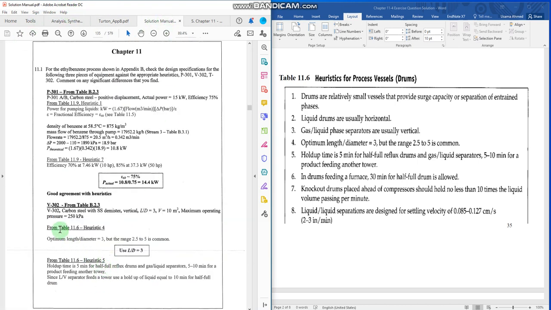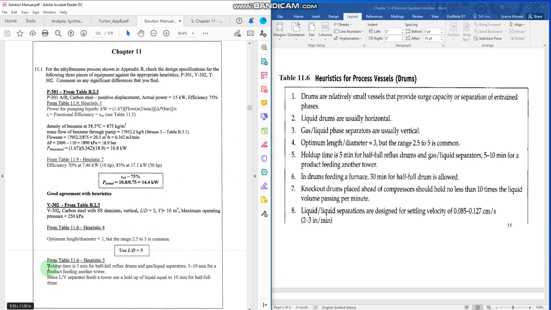Okay, now we can see here that from table 11.6, heuristic number 4. If you look at this table, heuristics for the process vessel, for heuristic number 4, the optimum length to diameter ratio is 3, but the range 2.5 to 5 is common. So this one is an acceptable range here. Use L by D equal to 3.